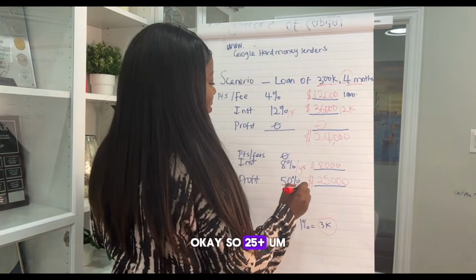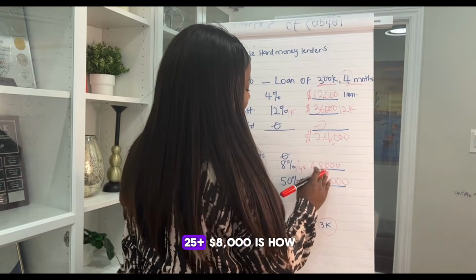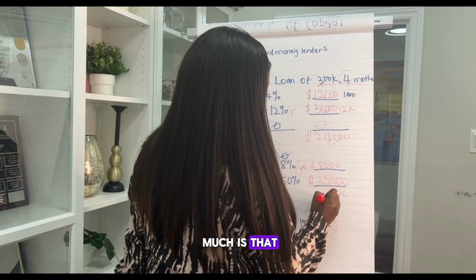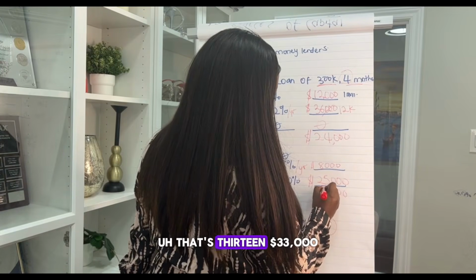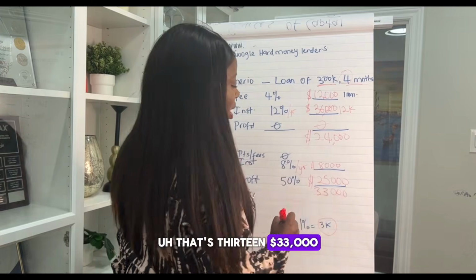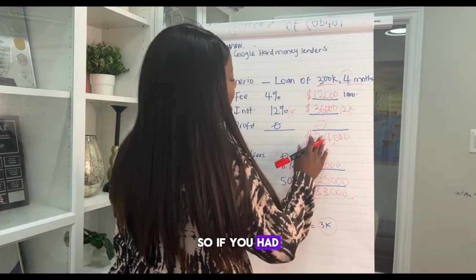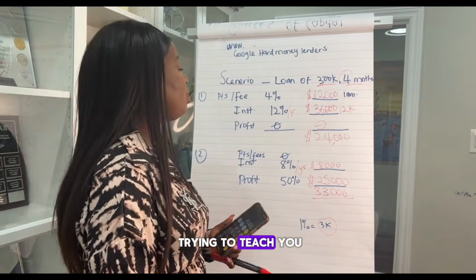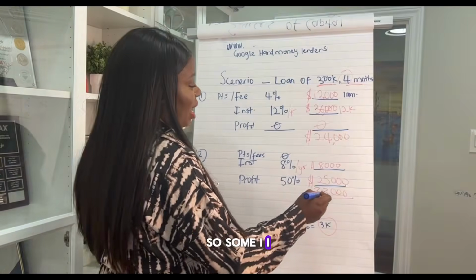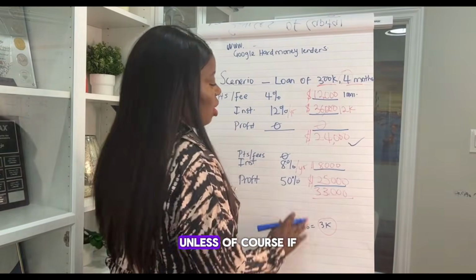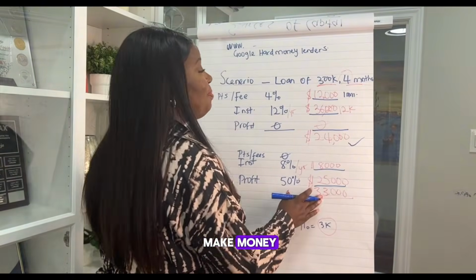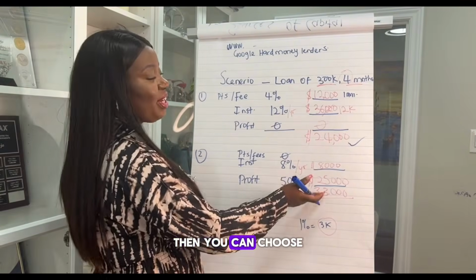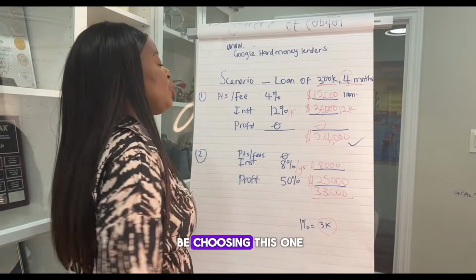So 25 plus $8,000 is, how much is that? That's $33,000. So if you had these two options, which one would you choose? That's what I'm trying to teach you guys here. I would choose this one. Unless of course you're not there to make money, you just want to help your lenders out, then you can choose this one. But I would definitely be choosing this one.